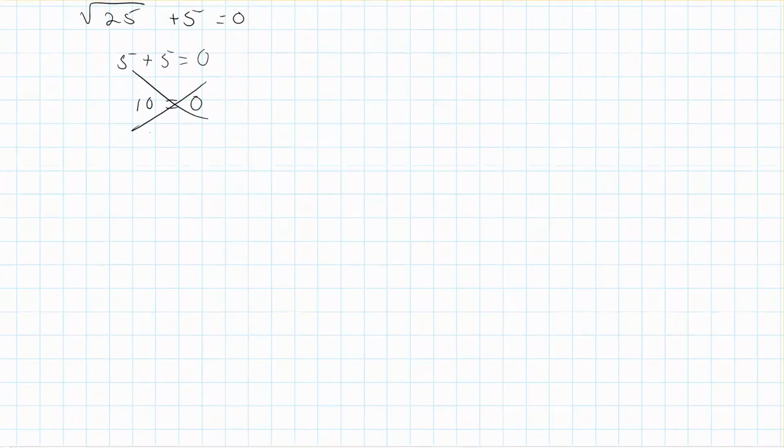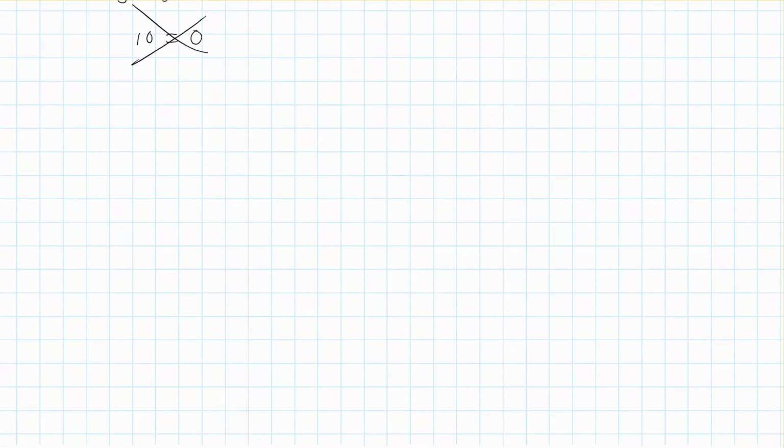Alright, so let's look at one more radical one. This one's a little bit more challenging. We're going to have to square both sides twice. So we have the square root of x minus the square root of x minus 5 equals 1. So it looks like I just want to square both sides, and that's what I am going to do here because my radicals are isolated.